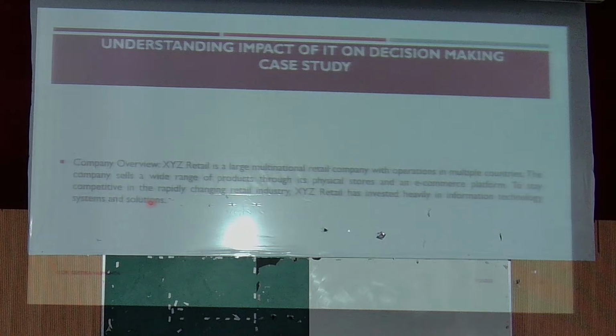I repeat the question. This is the case study. You have to tell me the important points, how this XYZ retail company can use IT enabled services to get a competitive advantage over the other competitors.